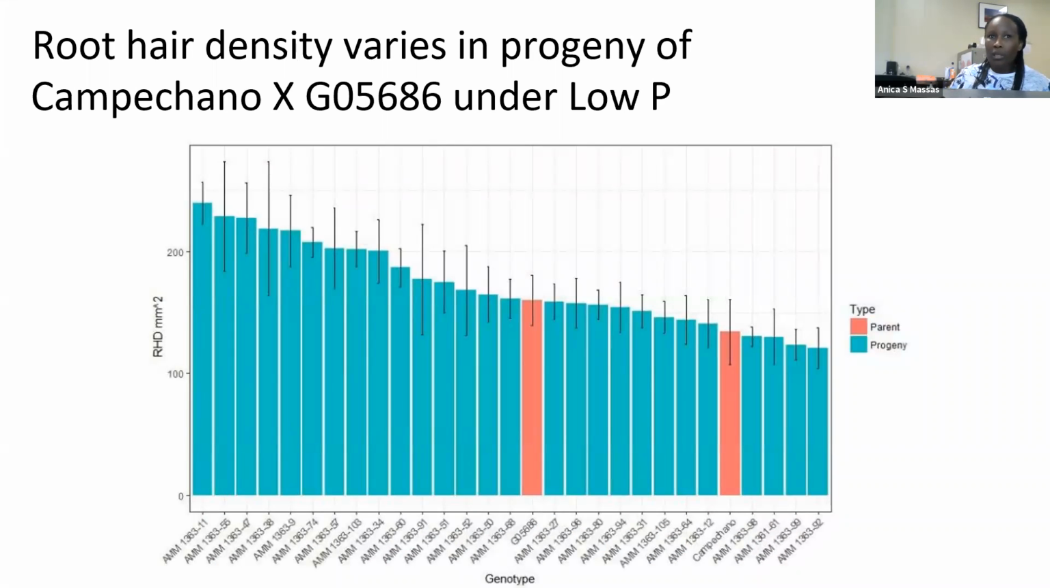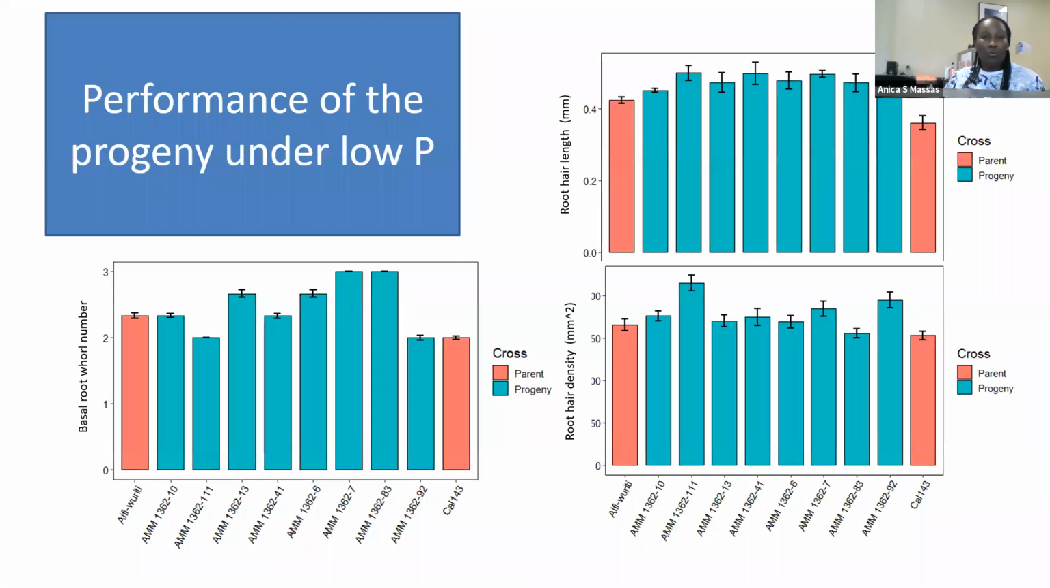As I said, we did this for root hair length and density to select for those traits, because they are traits that we are interested in for phosphorus and maybe, who knows, drought in some dry soils. And we did another study in the greenhouse. We imposed phosphorus stress, and we find that the genotypes still continue to perform better than the parents.